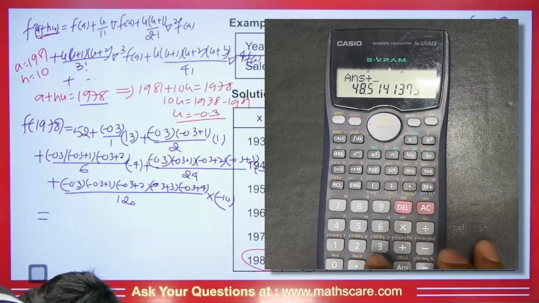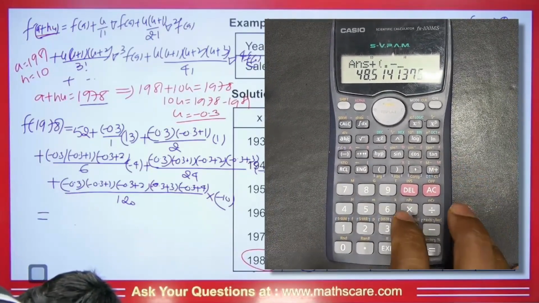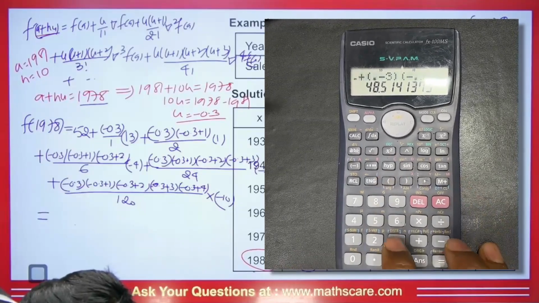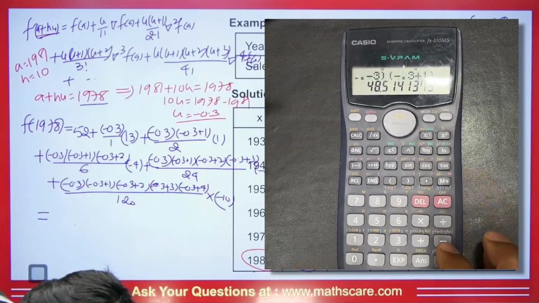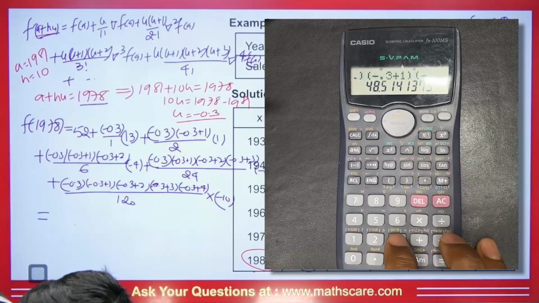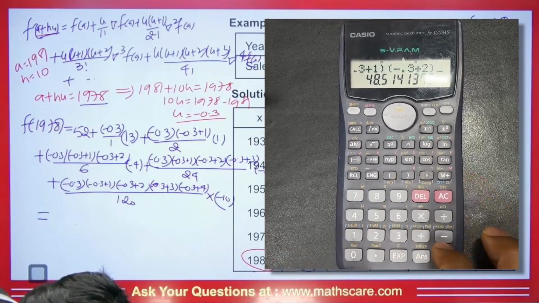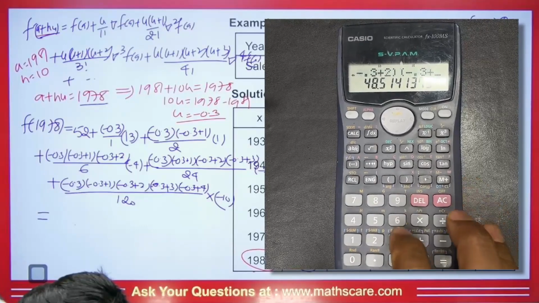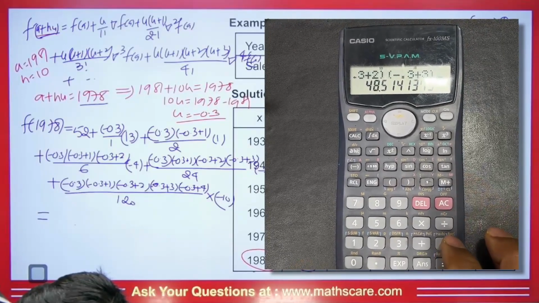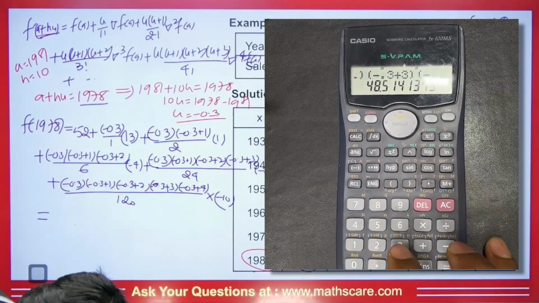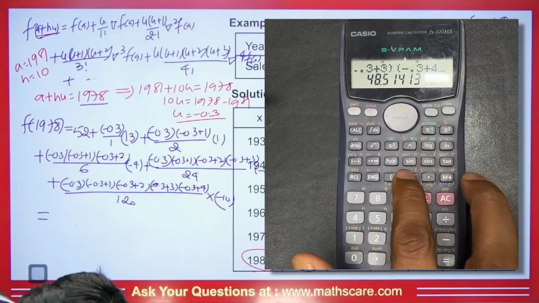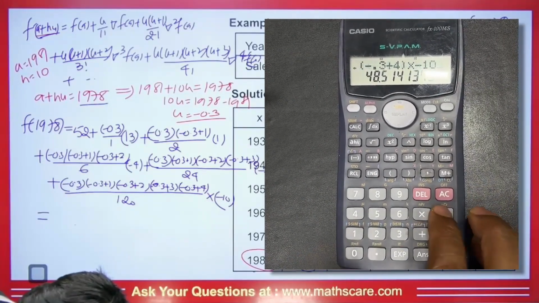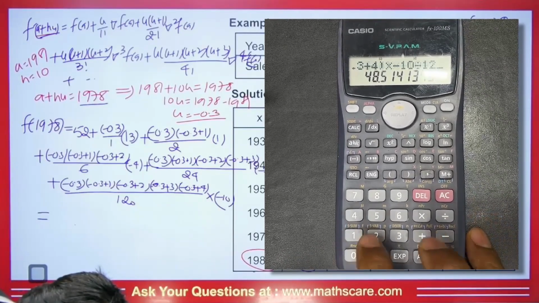Then we have here, bracket minus 0.3, bracket close. After that again, bracket open, minus 0.3 plus 1, bracket close. Then after that bracket open, minus 0.3 plus 2, bracket close. Then again bracket open, minus 0.3 plus 3, then bracket close. Then again bracket open, then minus 0.3 plus 4, bracket close. And students, here we will have into minus 10 and divided by, the value that we get here is 120.